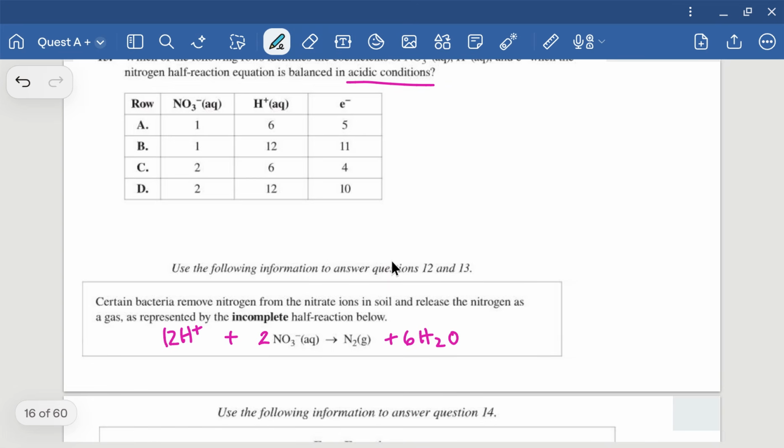And then lastly, we have to balance electrons. Currently there's no charge on the right hand side, and on the left hand side you have a net charge of +10: 12 from the hydrogen ions and 2 from the ammonia. So we're going to add 10 electrons to balance that out. When we look to see what matches, that would be D.